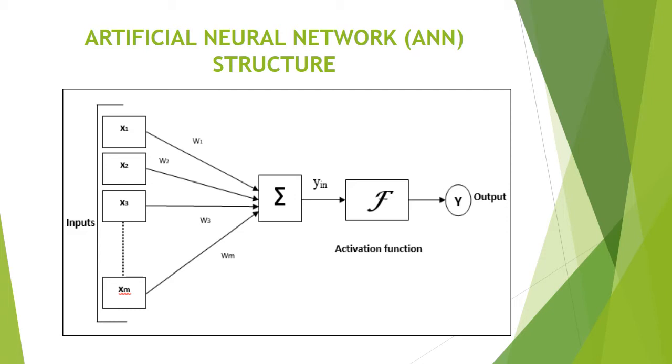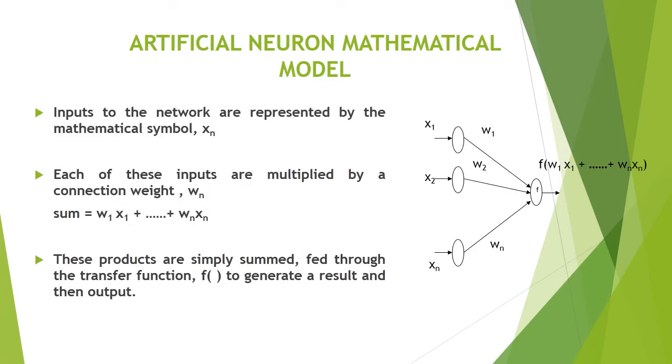So I will repeat again. Inputs are dendrites. W1, W2, W3 are the synapses. Sigma and the function F is the cell body, and the output is the axon. So this is how we can correlate a biological neural network to an artificial neural network. So this is the mathematical model of an artificial neural network.